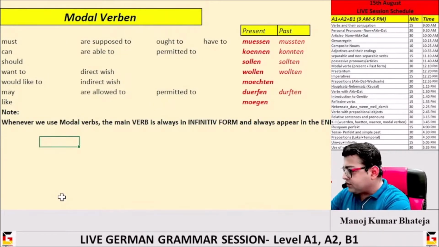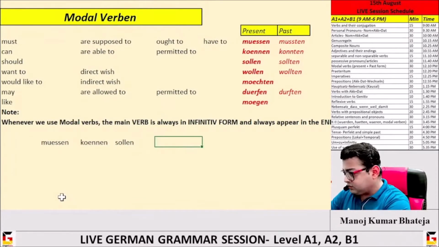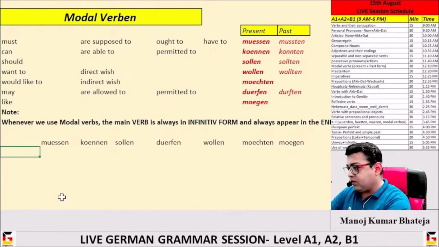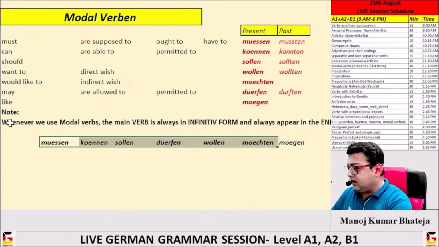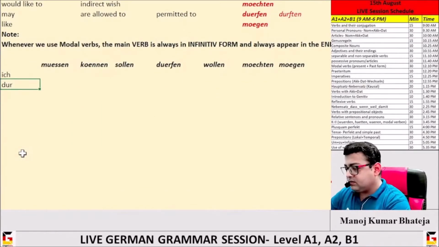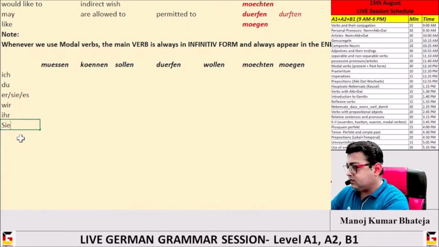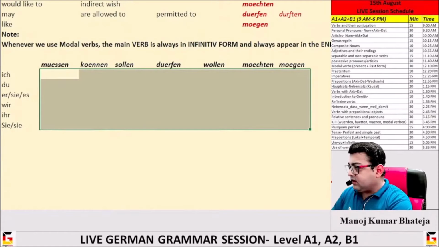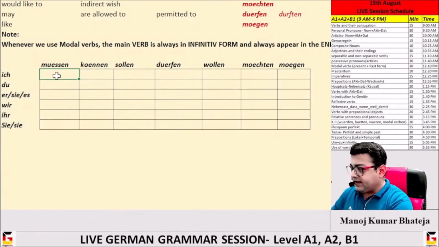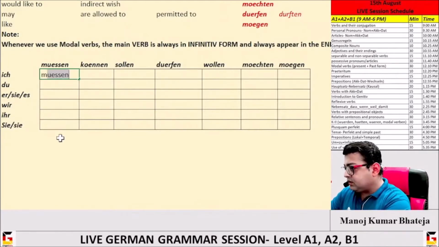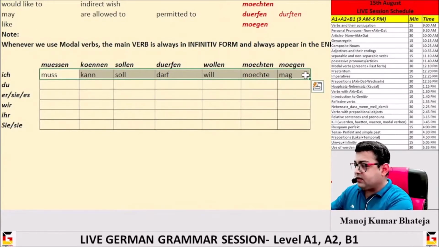Let's try to learn the conjugation of these verbs. Müssen, können, sollen, dürfen, wollen, möchten, mögen. What we need to learn here is only ich, du, er, sie, es, wir, ihr, sie, Sie. Let me write this together. We just need to learn the conjugation of ich and nothing else. So ich muss, ich kann, ich soll, ich darf, ich will, ich möchte, ich mag. That is the only thing we need to learn.